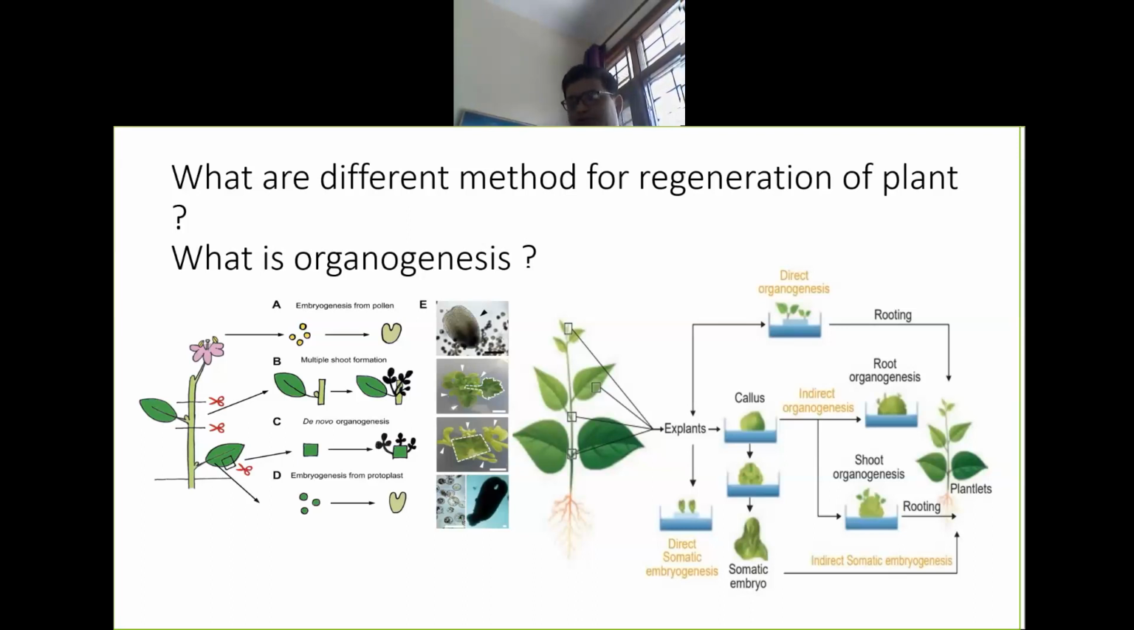Skoog in 1944, and then further Miller in 1957. A high concentration of auxin relative to cytokinin favors root formation, and a high concentration of cytokinin relative to auxin favors shoot formation. They did this experiment on the carrot. Next, somatic embryogenesis. You see this slide. So this is a clear-cut demarcation, showing how the shoot or root forms.